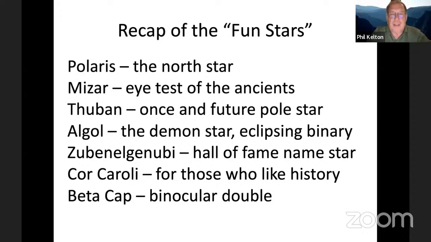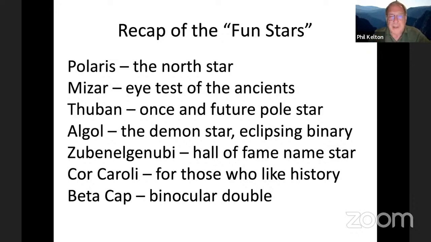When they point out Mizar, they say, now, can you see anything else interesting about Mizar? And some of them with good eyesight say, oh, there's another fainter star right next to it. And then you say, well, the word is that it's the eye test of the ancients, the Romans, the Egyptians, whoever. And if you have glasses and can see that, that's great. If you take your glasses off, it all becomes a fuzzball. You can understand why that might have been an eye test. I don't know if that's true or not, but it makes a good story.